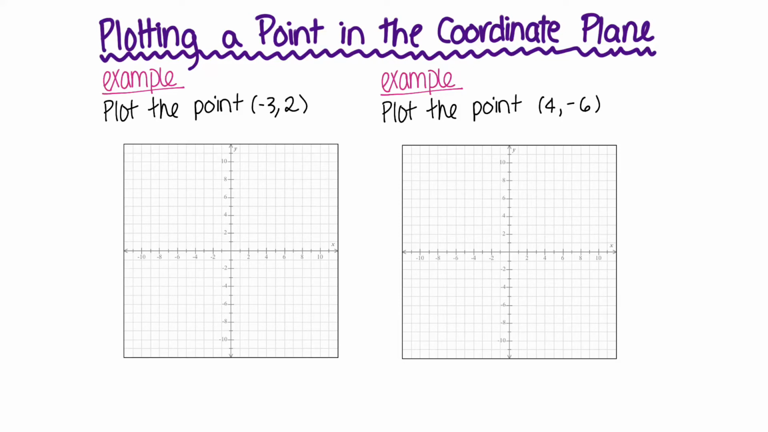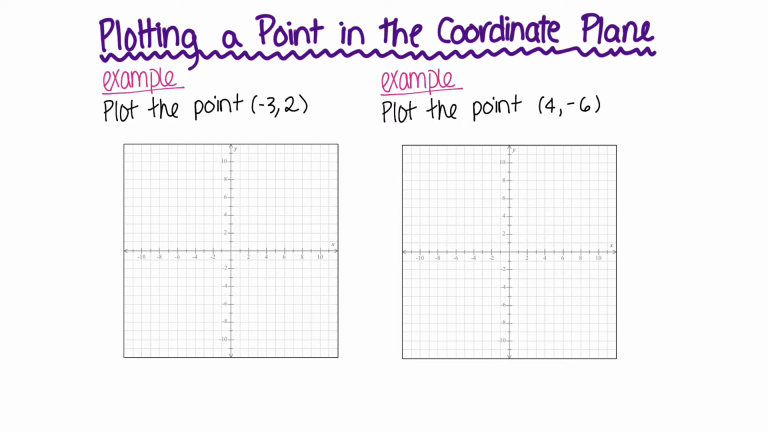Plotting a point in the coordinate plane. All right, so right here, what you're looking at, this is the coordinate plane. It has an x-axis and it has a y-axis. Now you can kind of think about this as Battleship. When we go to plot a point, they're going to give us an x-coordinate and a y-coordinate, and together we can take those two things and plot a point somewhere.